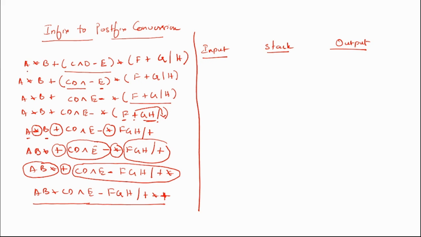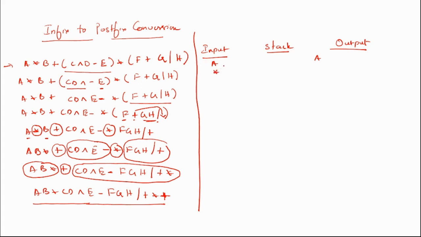So for the stack, we know that we have to evaluate from left to right. Each and every token should be evaluated from left to right. So let us see now. The first token is A. I will not put A into the stack because A is not an operator, right? I'll just put A here in the output.